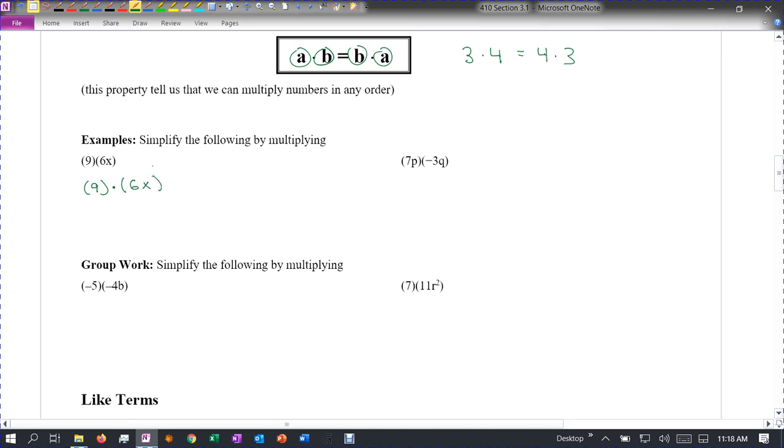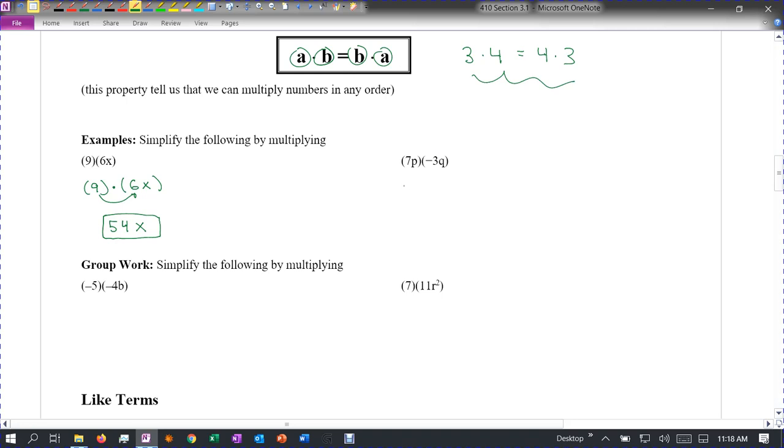And if I want to multiply them, what I can do is just multiply the 9 times the 6. That would give me 54, and then I just write the x next to the 54. And that's it. On this one, you'll see this property of switching the order at play.